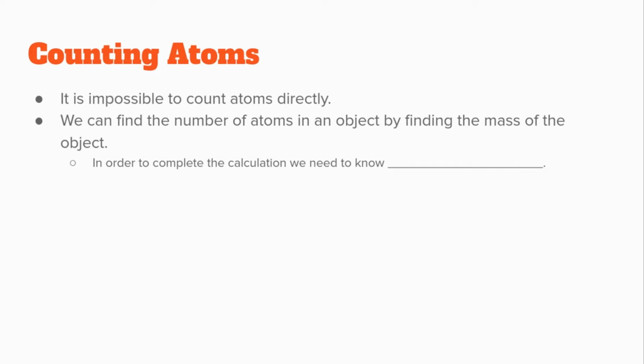Now, it's impossible to count the atoms directly because, first of all, they're too small. We can't see all the individual atoms in a substance. We also can't count them, they're just too numerous. But we can find the number of atoms in a given substance by finding the mass of that object. In order to do this, we have to know the average mass of one atom of that substance.